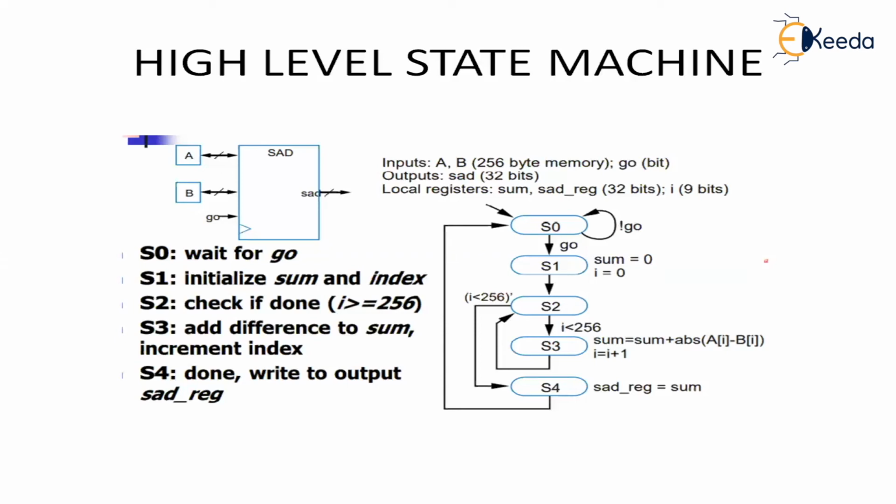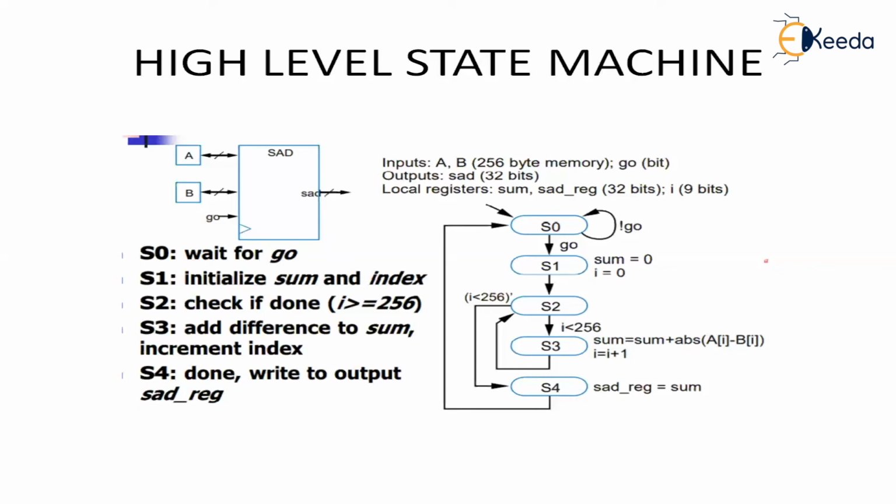The sum is made equal to 0 and the index I must start from 0. So sum is equal to 0 and I is equal to 0. And then I need to go to the next state after initializing my sum and index. In that S2 state, I must check whether my I is greater than or equal to 256, because it is a 256 byte array, whether I have completed finding the difference of all these 256.